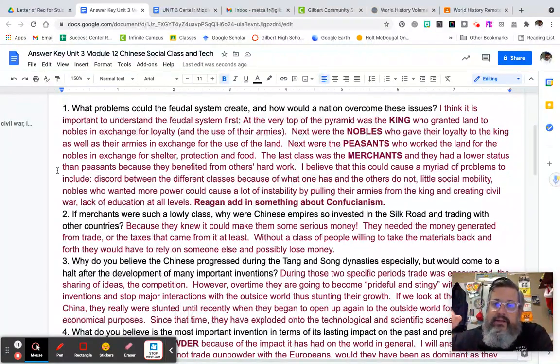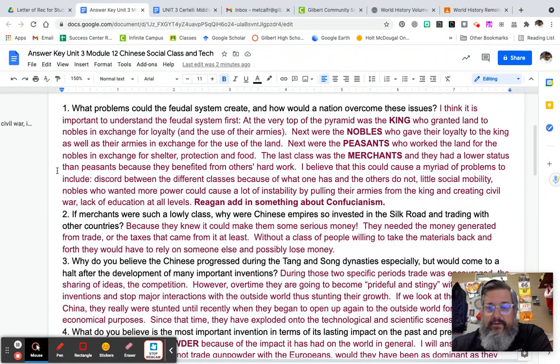Underneath them were the nobles, who gave the loyalty to their king as well as their armies in exchange for the use of the land. Of course, they're not going to farm it themselves. Next were the peasants, who worked the land for the nobles in exchange for shelter, protection, and food. And then the very bottom. Now, let me just throw this out there. With the noble class, you're going to have soldiers and scholars. With the peasants, you're going to have farmers and craftsmen. So it goes emperor, with nobles kind of there, soldiers, scholars, farmers, craftsmen.